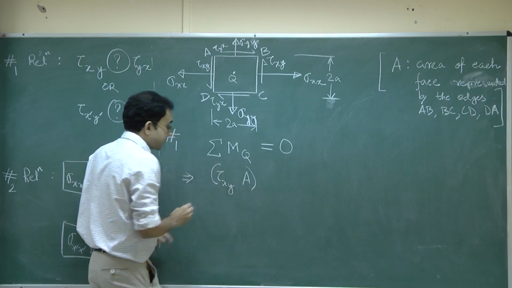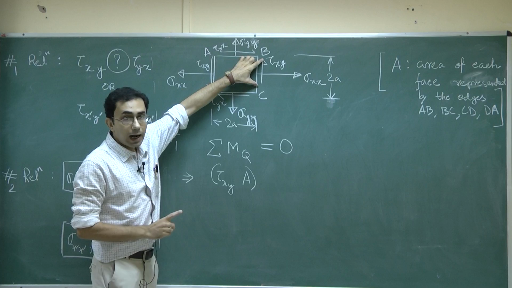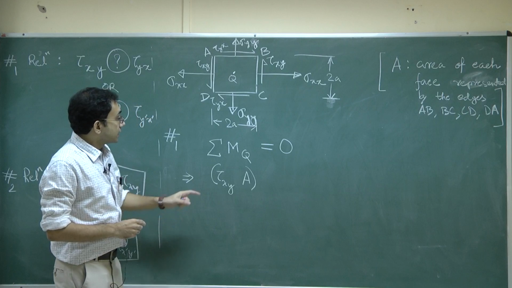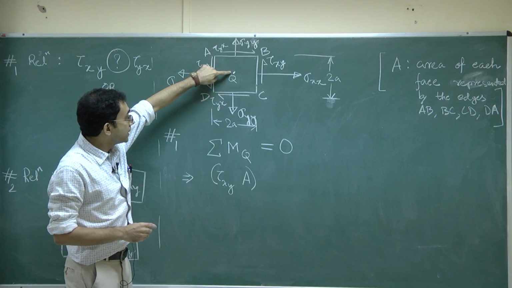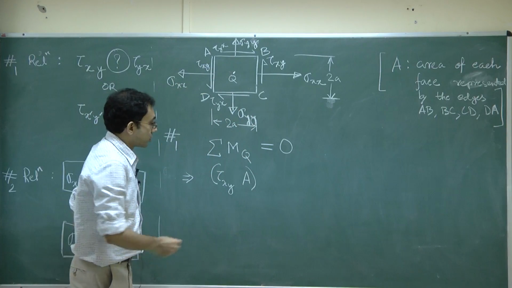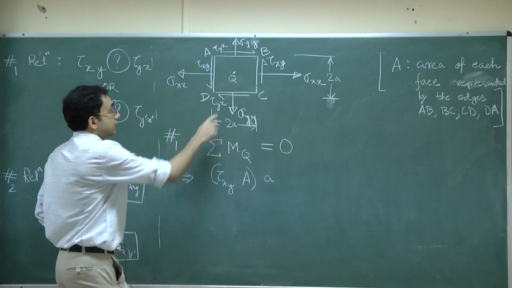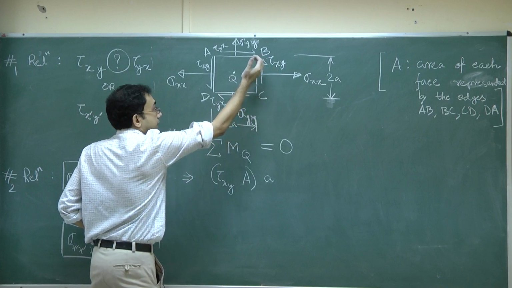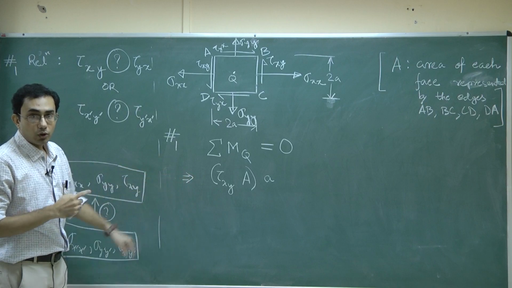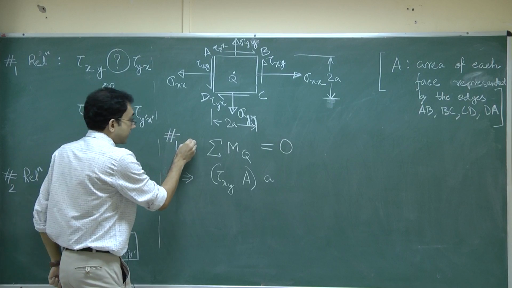So tau xy times A represents the force which is contributed by this upward pointing shear stress tau xy, and the moment arm from here is how much? This entire length is twice A, half of this is A. So that will be A. What is the sense of this? We take the arm like this and we use our right hand thumb rule. So this is having the sense counterclockwise. For our problem, we will take the counterclockwise as positive, depicted like this.